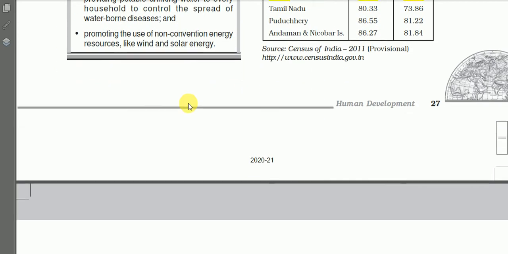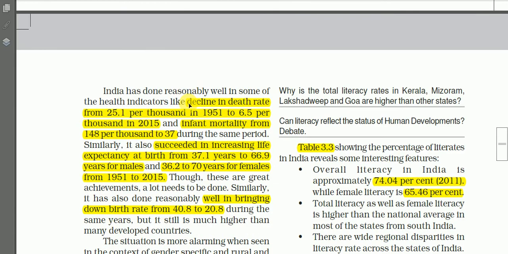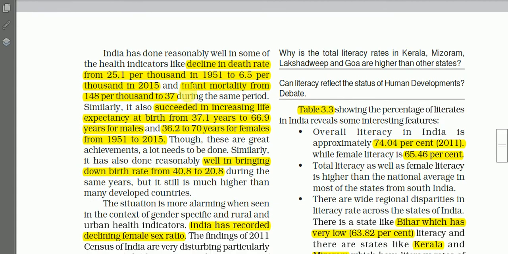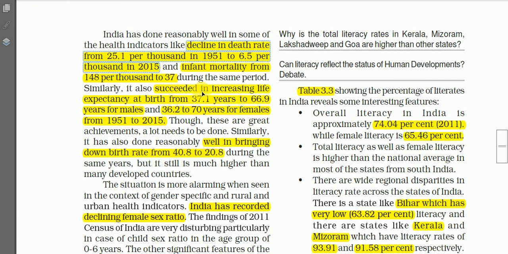India has done reasonably well in some of the health indicators, like decline in the death rate from 25.1 per thousand in 1951 to 6.5 per thousand in 2005.